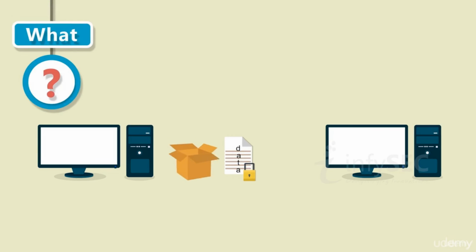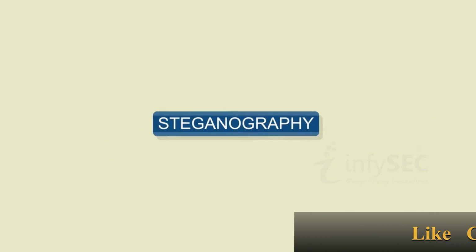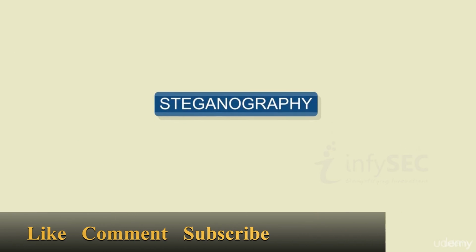So what can be done to hide the actual data within something else in such a way that even when intercepted, the third party will only be able to see the outer cover and not the actual info hidden within? To achieve this, steganography comes into play.